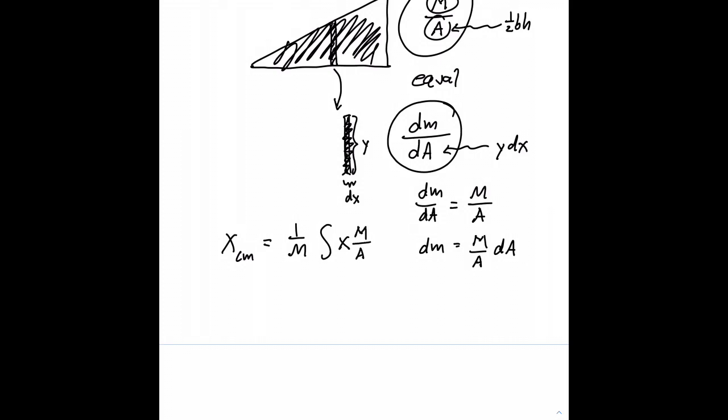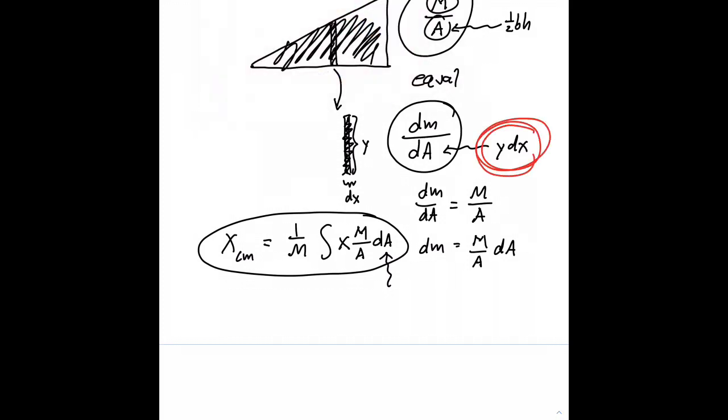M over A times dA. So it's still not quite calculus of a single variable, but it will be as soon as I substitute for dA. So what am I going to substitute in place for dA? Yeah, you probably already see it. We're going to substitute y dx in place of dA. So now we get the location of the center of mass is 1 over capital M. Pull the capital M over capital A out of the integral, and we're left with the integral of x. And I'm not going to say dA, I'm going to say y dx.